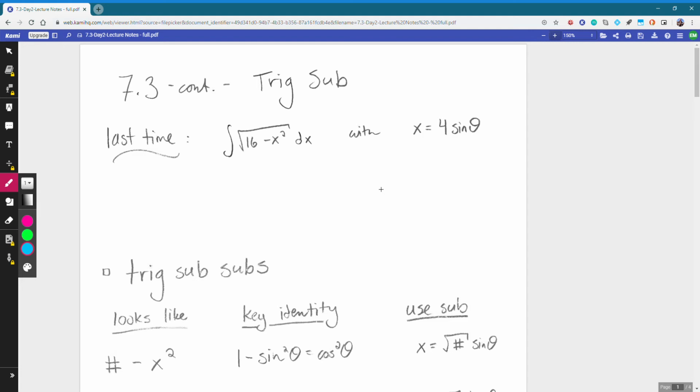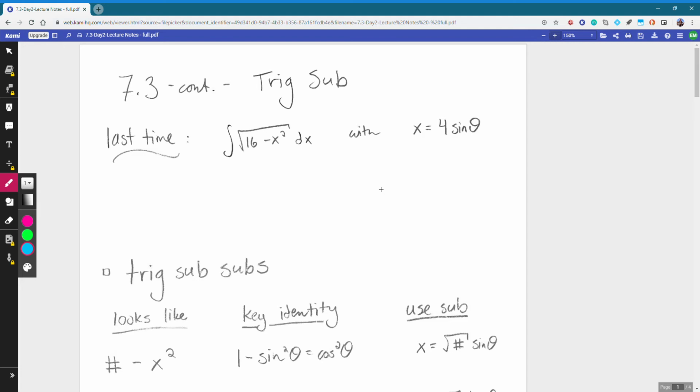Welcome back, everybody. Today we're going to keep playing around with trig sub, this strategy that we saw last time, whereby injecting trig into an integral where it wasn't there before can sometimes allow us to, by using a trig identity, actually rework the way our function looks into a form that we can actually integrate.